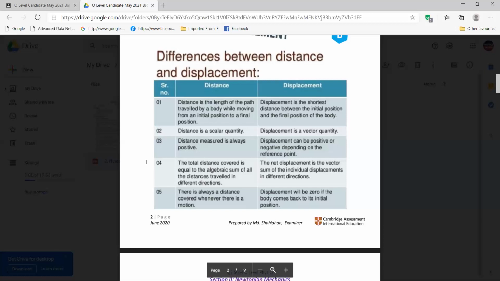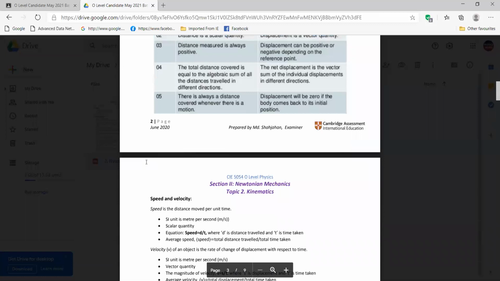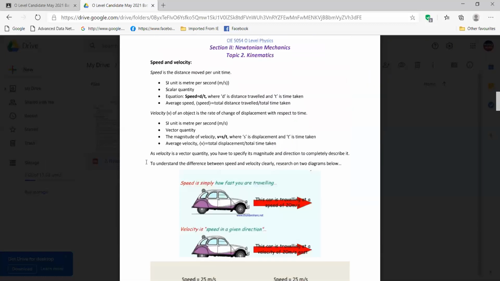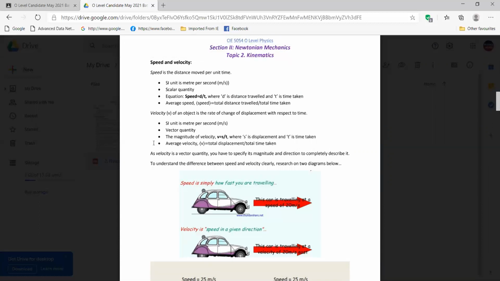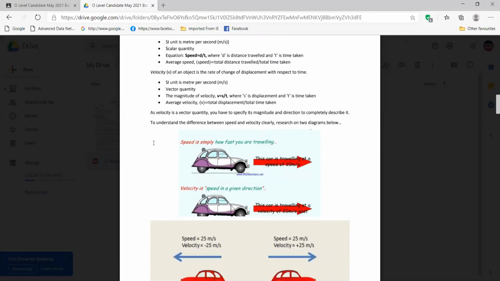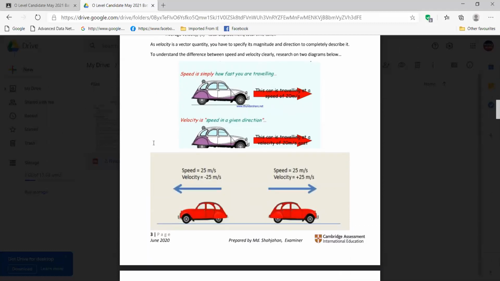So all are clear, right? Yes, sir. Now speed and velocity. Here we have the formula, right? Speed and average speed. Yes, sir. You should remember this one. Then speed is scalar, velocity is vector quantity. Then we have here examples, how speed and velocity is different. Yes, sir.